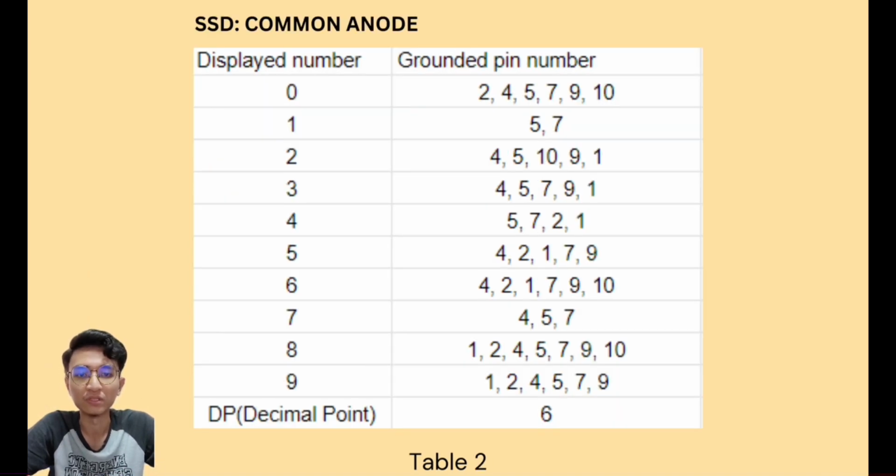And for the 7-segment display part, we connect the pins to display a certain number. For example, if we want to display number 0, we have to connect the pins numbered 2, 4, 5, 7, 9 and 10. And our 7-segment display type is a common anode.